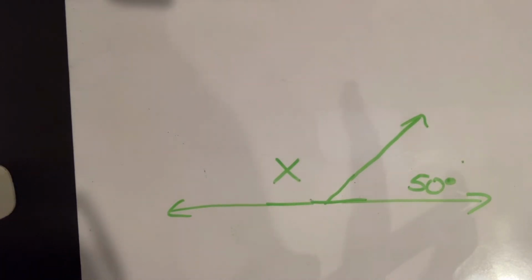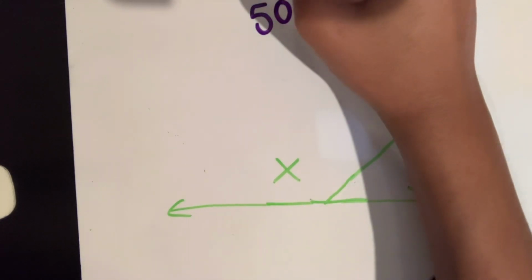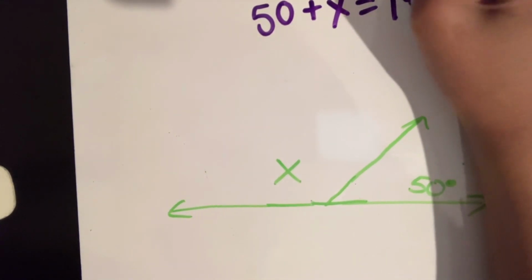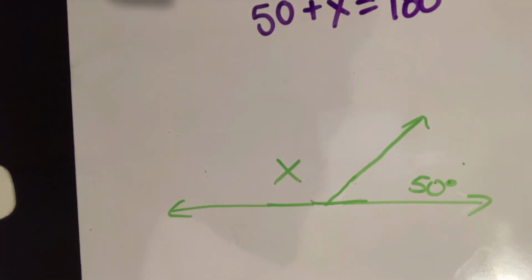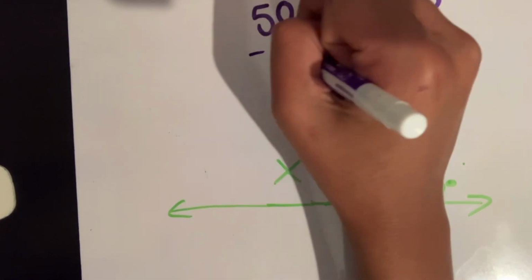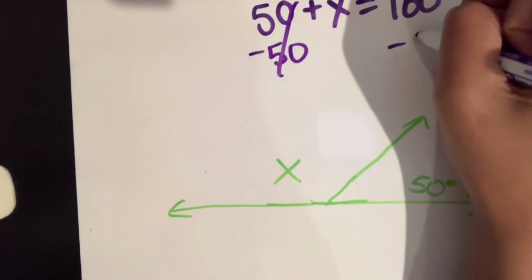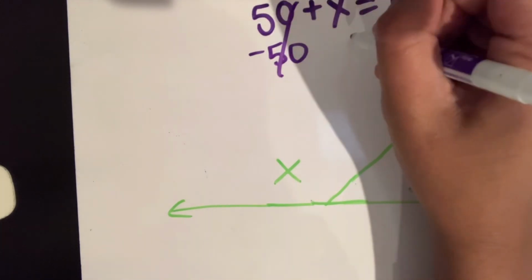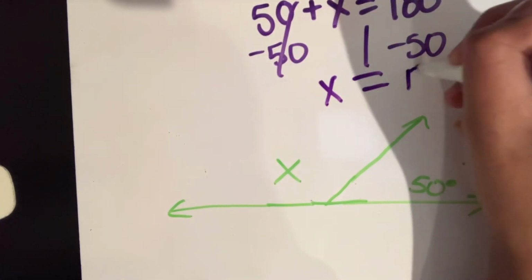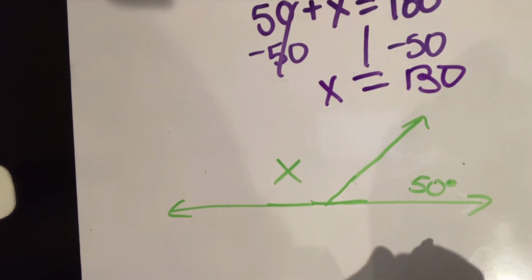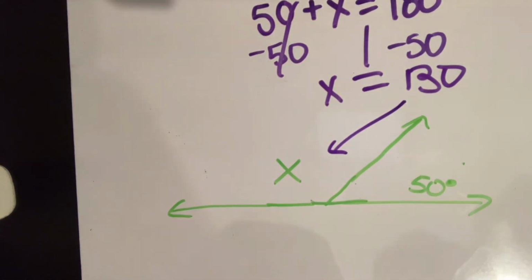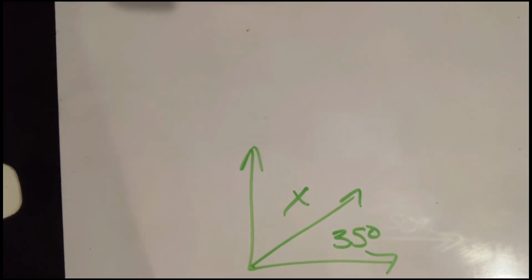Now the multi-step equations with angles. These two angles make a straight line, so we know they add up to 180 degrees. So our equation will be 50 plus x equals 180. First step is to subtract 50 from both sides. So x equals 130 as our missing angle.